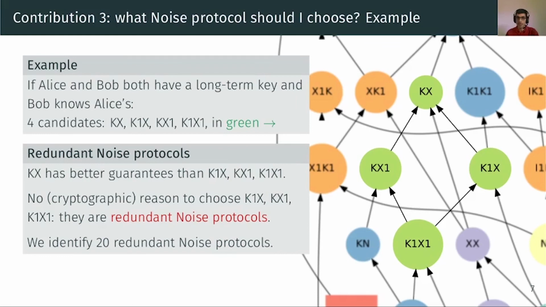As you can see, KX, the top one, offers strictly better security guarantees than the 3 other ones. So in terms of security, you have no reason at all to use the 3 other ones, and we call them redundant. As a whole, we identified 20 redundant protocols.